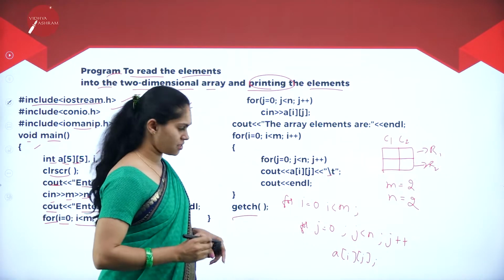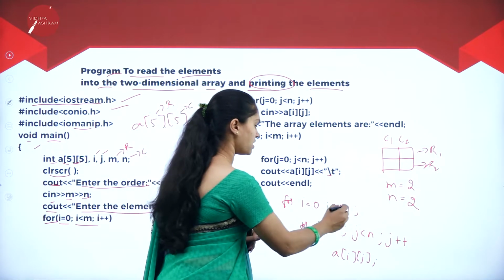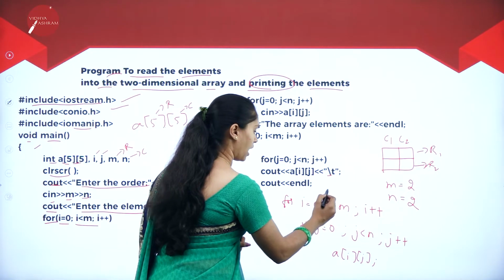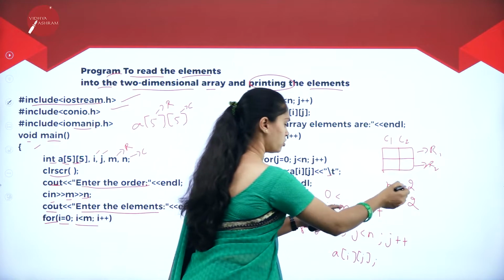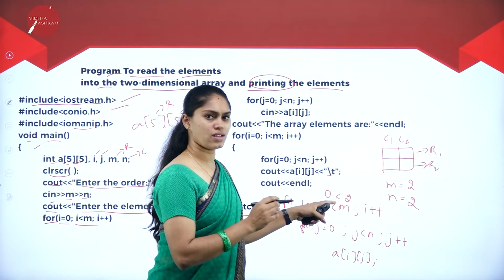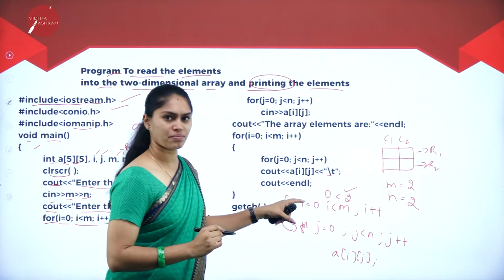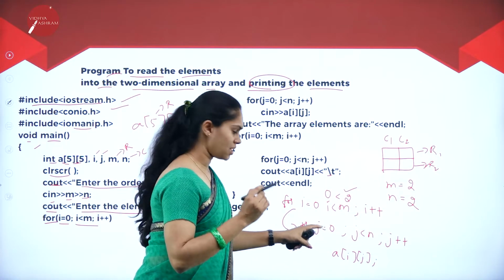Let me show you the tracing. i = 0. Initially i value is 0. What is the next condition we have here? That is, i < m. i value is 0. 0 is less than, what is the m value? 2. Is 0 less than 2? Is it true or false? It is true. If it is true, then it will come for the column. j = 0. Now, what is the j value?